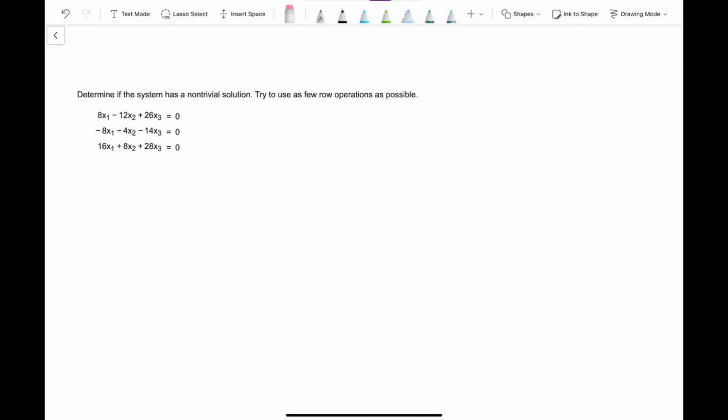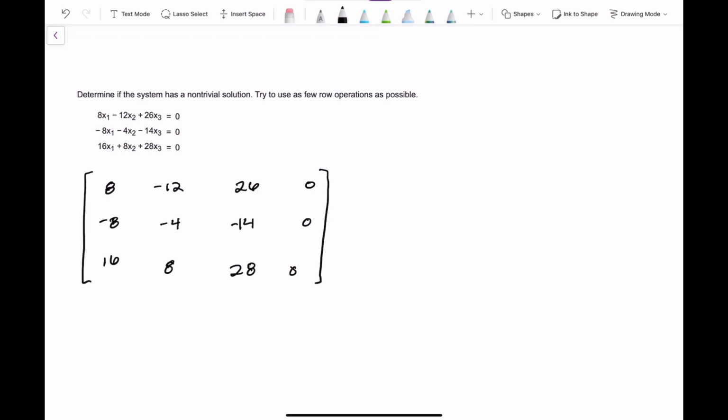Okay, today we're going to be looking at this system of equations for linear algebra, and we're going to be determining if the system has a non-trivial solution. So I'm just starting here by writing out the augmented matrix of this system, which essentially you just take the coefficients of each variable, and then you write them in matrix form here, and you have to include all those zeros.